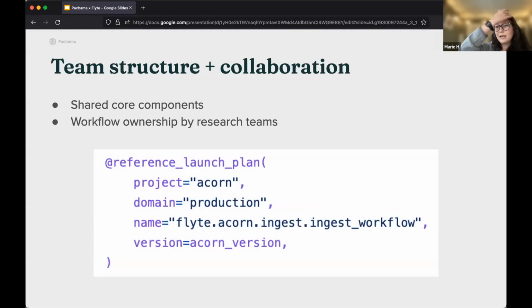Another factor influencing our decision is our team structure and collaboration. We have a couple of different research teams at Pachama, and then one core platform engineering team. A lot of those research teams have similar needs and often share the same data sources. So we wanted to build shared components across the team for data ETL and other bits, while still allowing for direct ownership of the workflows by our remote sensing scientists and our machine learning modelers.